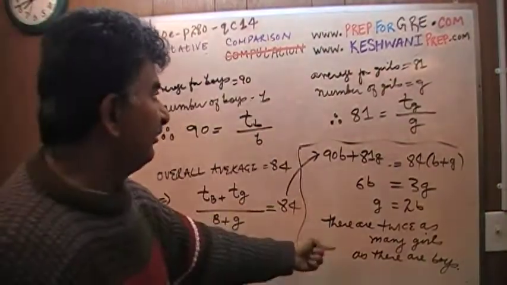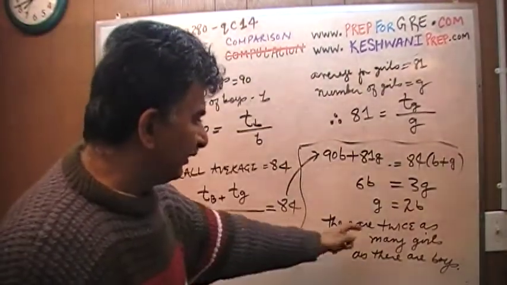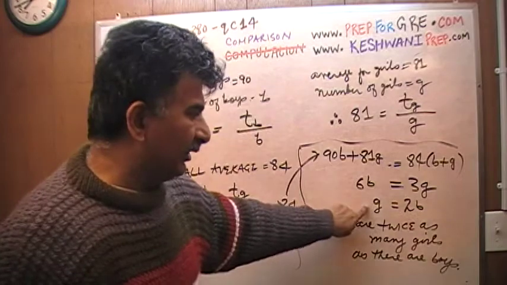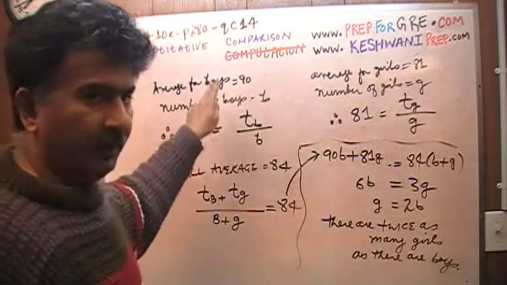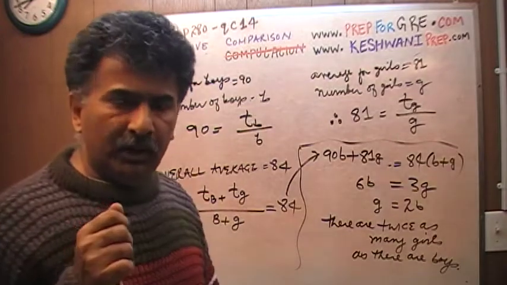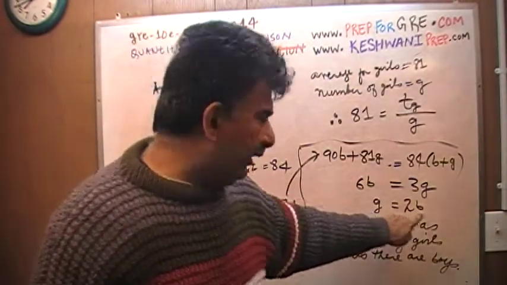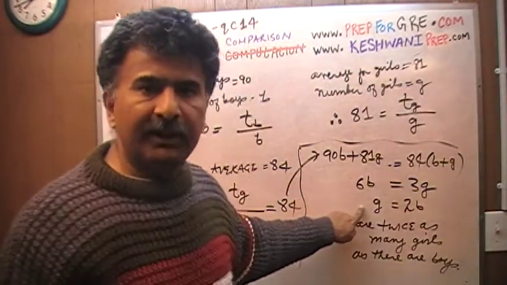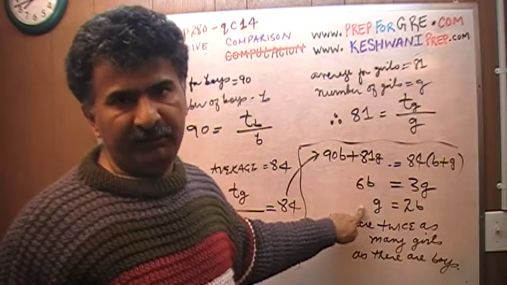There are twice as many girls as boys. If there are 3 boys, there will be 6 girls. If there are 10 boys, there will be 20 girls in this scenario. And do it out. Plug in some numbers and do it out. You will see. Put in 2 for B, 2 for boys, and 4 for G, and do it out, and you will see that it works out perfectly. That's what it is here.